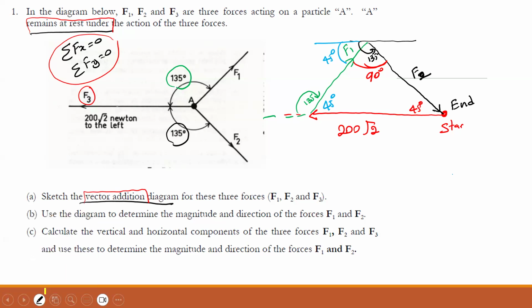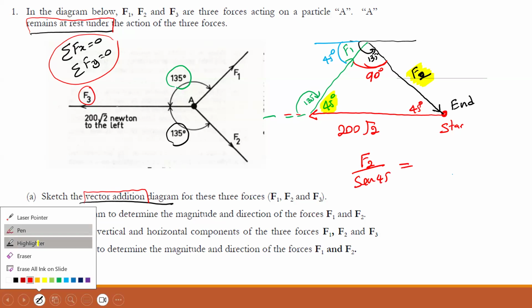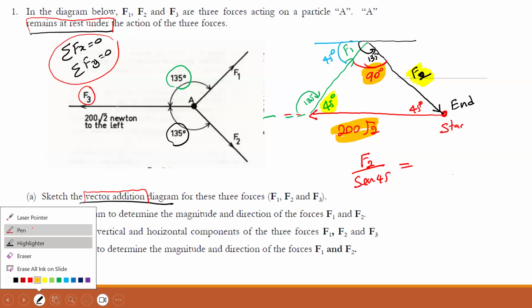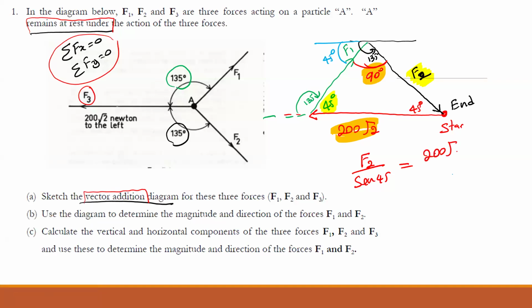Now you can apply the sine rule. You can work on your own. If you understood, you don't need to wait for me. So this force divided by sine 45, so I can write it as F2 divided by sine 45 is equal to another one like this. This force divided by sine 90, so 200 root 2 divided by sine 90. Sine 90 is 1. And then I can say this force F1 divided by sine 45. So this is the sine rule.